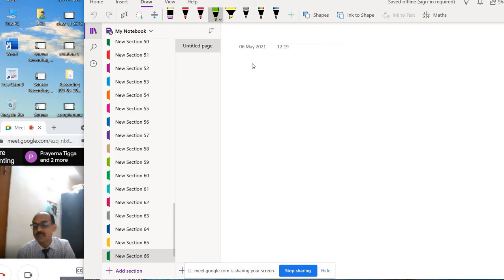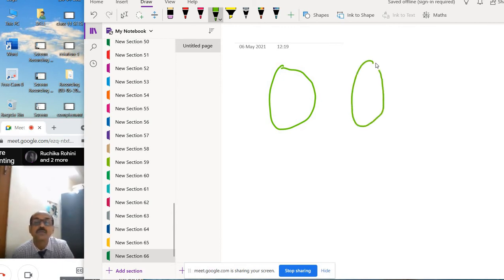Now, many-one function, many-one. See the name many-one, that means two pre-images, one image. See, this is one set and this is another set. 1, 2, 3, 4 and A, B, C.